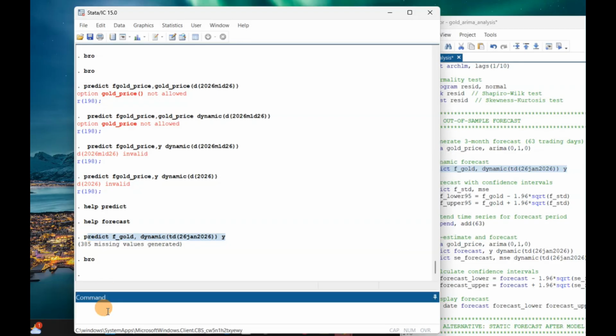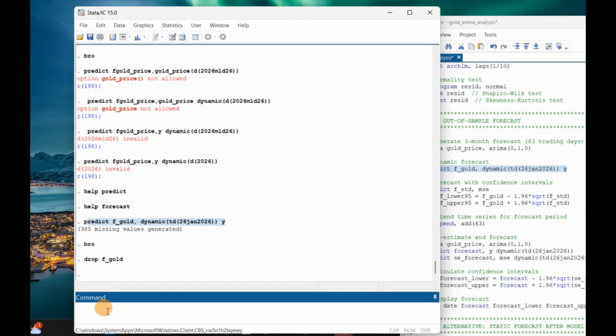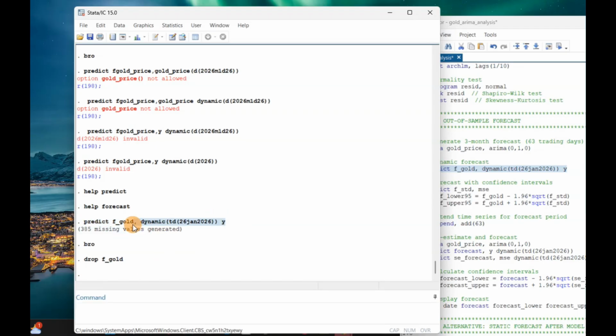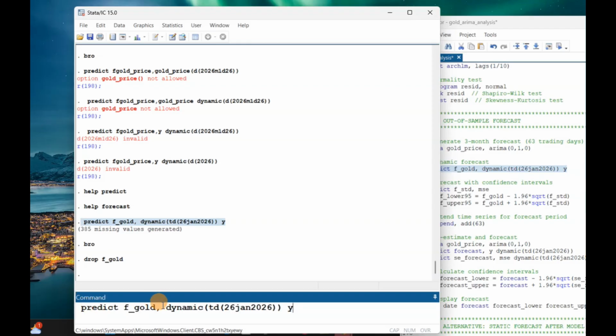Yeah, no worries. As long as you have learned this one, it's the same. And then against the gold, F gold price. Then see.